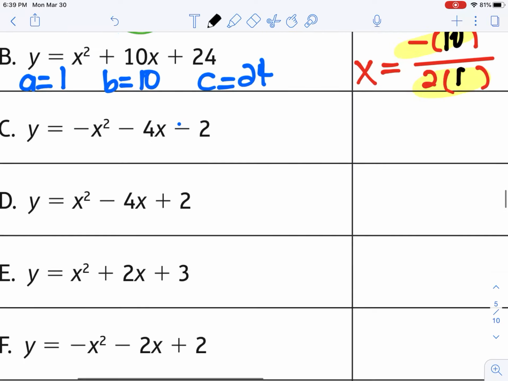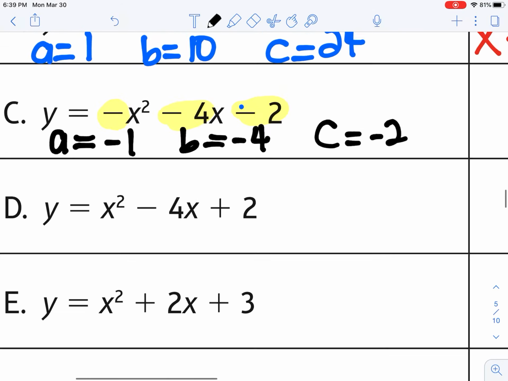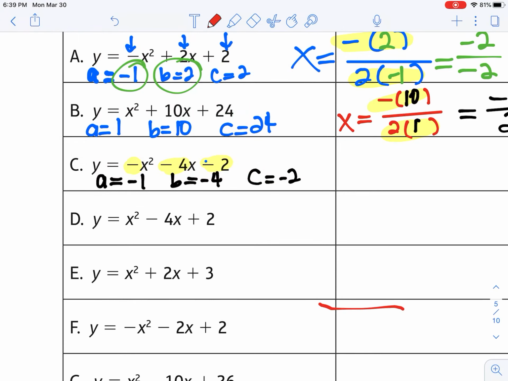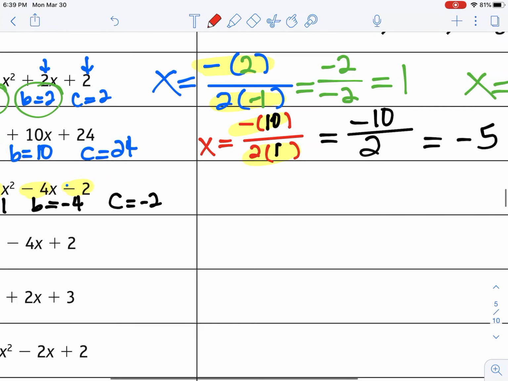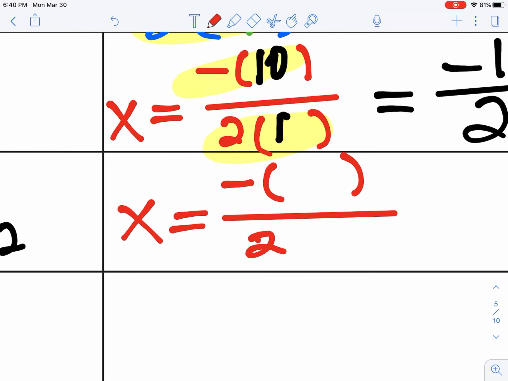In this example, again, a is a negative 1. b is a negative 4. You can see how important signs are. And c is a negative 2. It's important that I know what c is as well. All right, so I like to open up a frame. x equals a negative all times b divided by 2 times a.